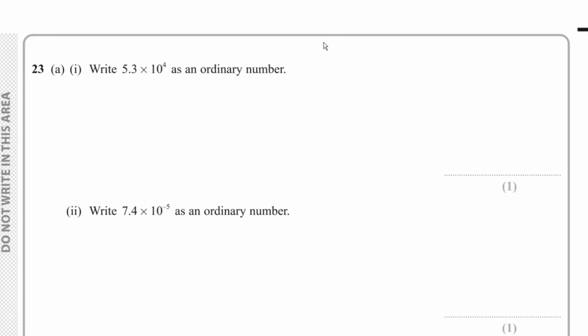Question number 23, part A for the first part. We have to write 5.3 times 10 to the 4 as an ordinary number. Well, if I've got this 5.3, I need to move the decimal point 1, 2, 3, 4 to the right. So the decimal point goes here. And then we've got 0, 0, 0 here. So I've got 53000.